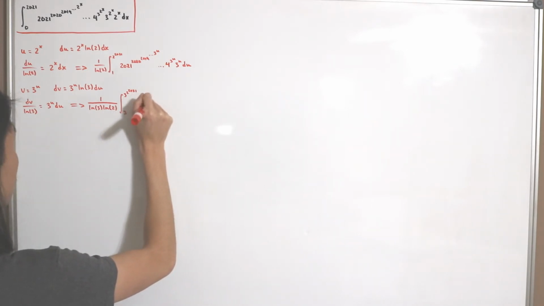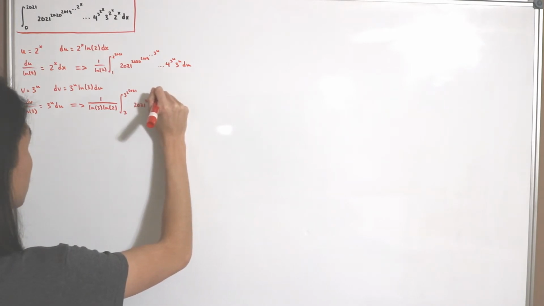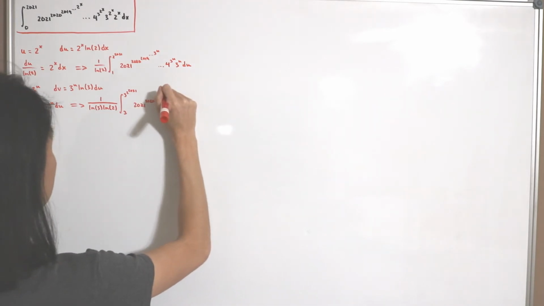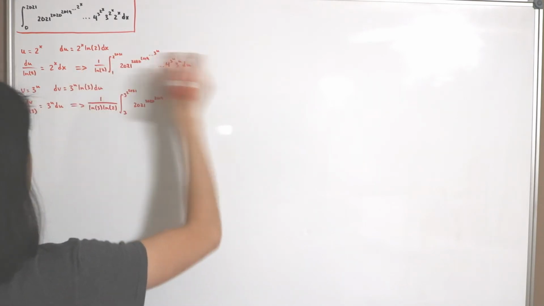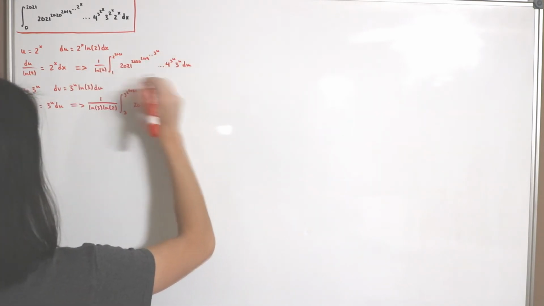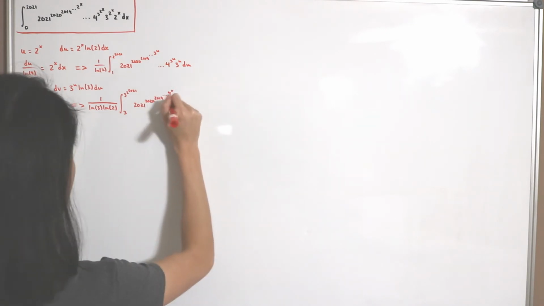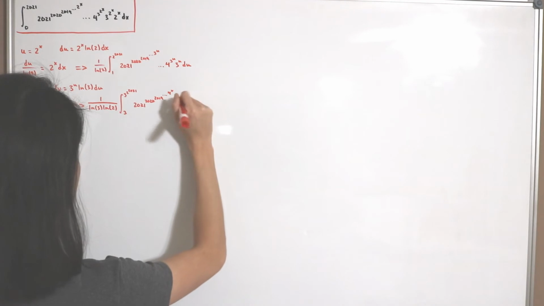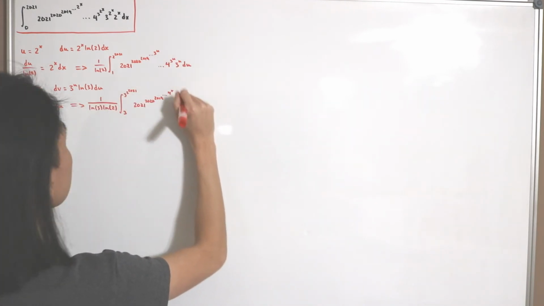So 2021, 2020, 2019, and so forth. And then replace the 3 to the power u with just v. So this time this will be 4 to the power v, and then multiply this through. We get that this is 4 to the power v dv.